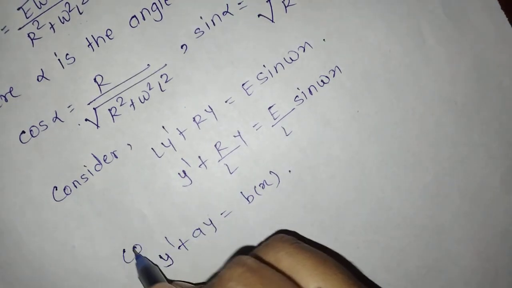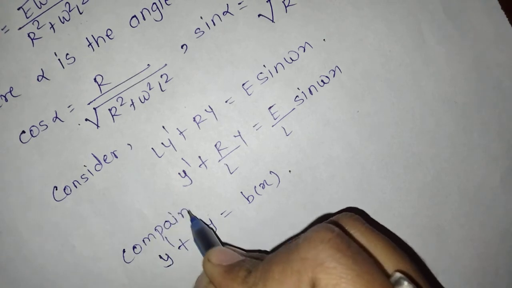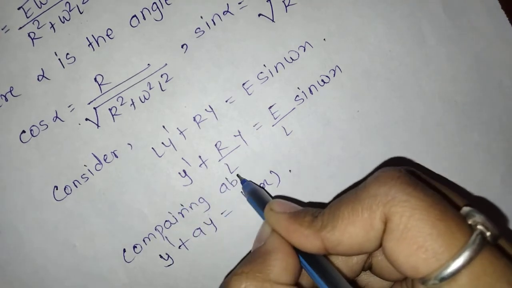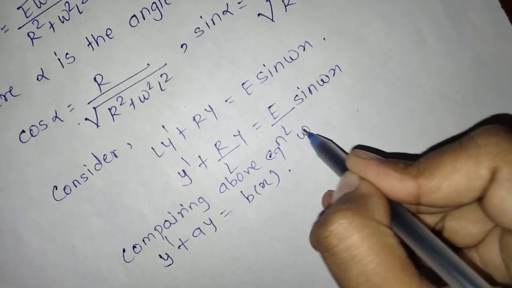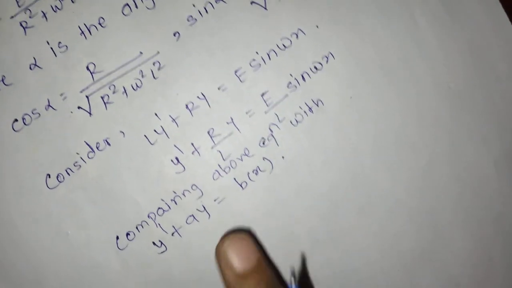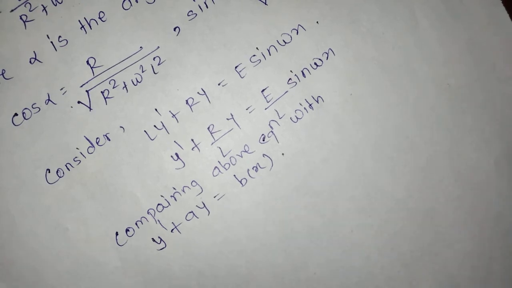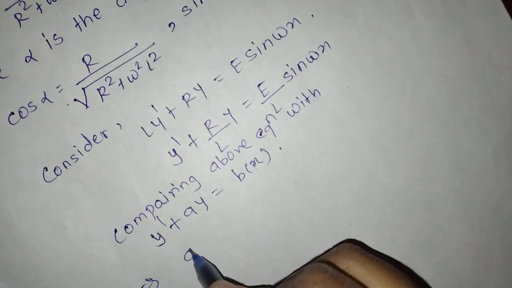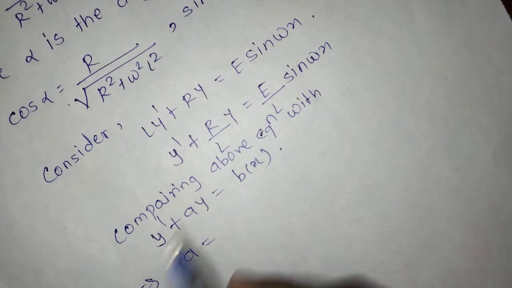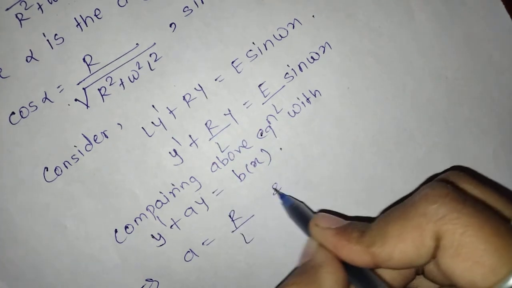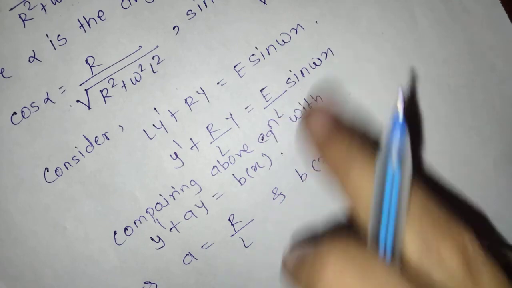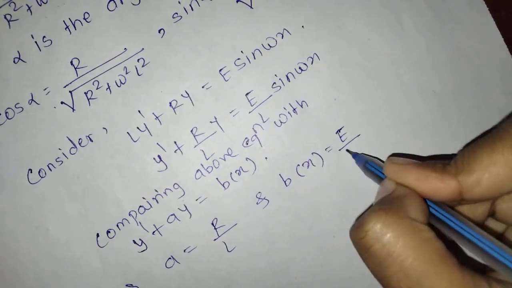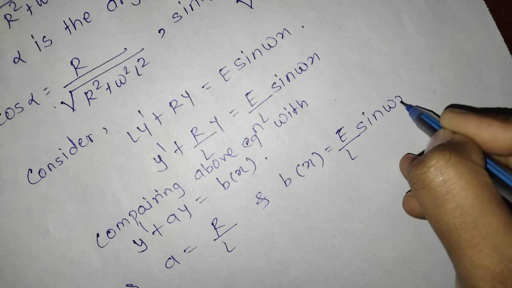So comparing the above equation with y' plus A y is equal to B of x, we have A is equal to R upon L and B of x is equal to E upon L sin Wx.